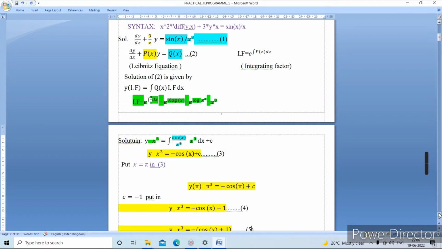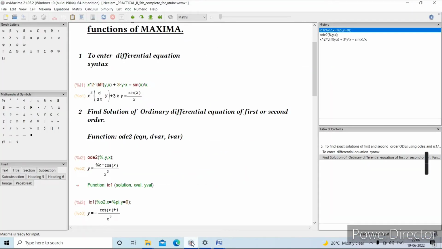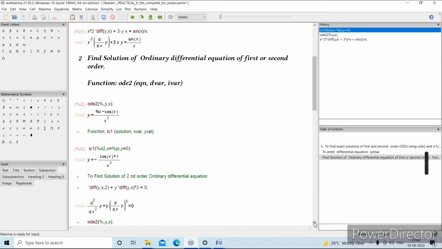Look, we had solved this also. So y is equal to what? This x cube you can write downward and minus is outside. So this is how to find the solution of an ordinary differential equation of order 1 when an initial condition is given. So you will use the first order function IC1 to find the value of the constant.